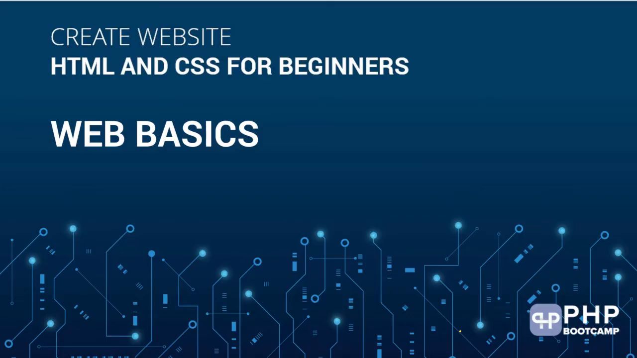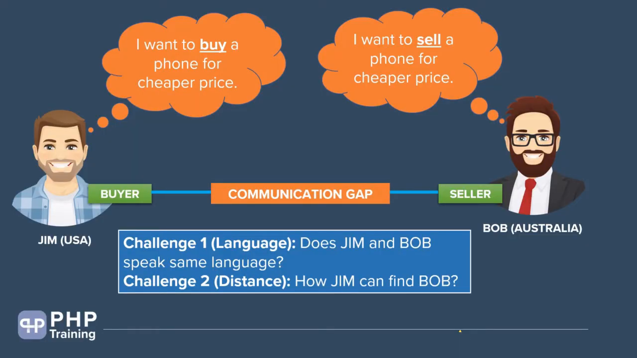Welcome to the lecture. Let's understand what a protocol is. Let's do a quick review of what challenges we are solving here. We have seen the communication gap between Jim and Bob, wherein Jim is a buyer and Bob is a seller. Jim wants to buy a phone and Bob wants to sell the phone. Challenge one is the language challenge: do Jim and Bob speak the same language? Challenge two is the distance: how can Jim find Bob? Okay, so let's move on.